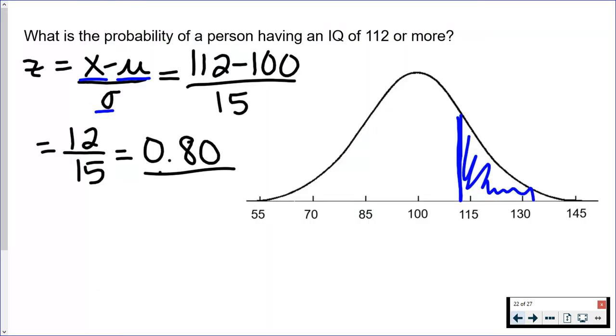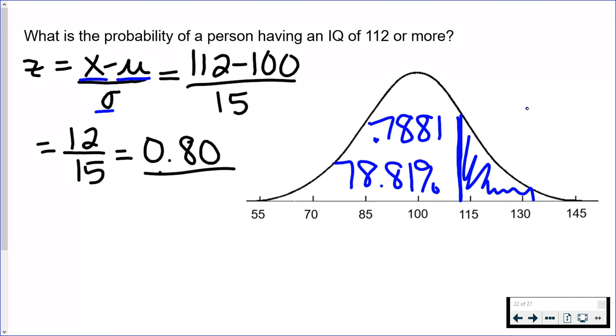Now, the z-table only tells you percentages below on the curve. So that 0.7881 that we just found is this portion. It's always the percentage to the left or below. If I convert that to a percent, that means 78.81% has an IQ below 112, but we don't want that. We want 112 or more.